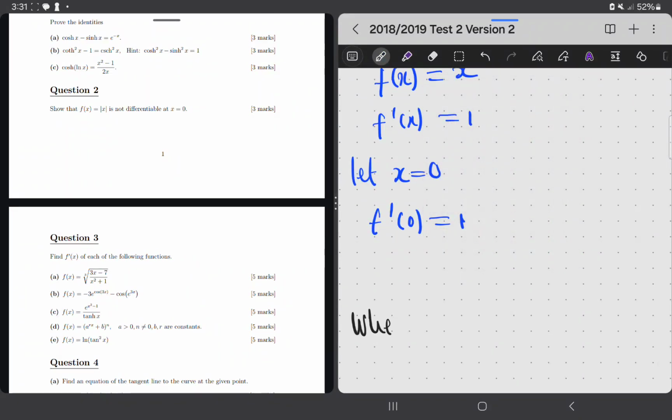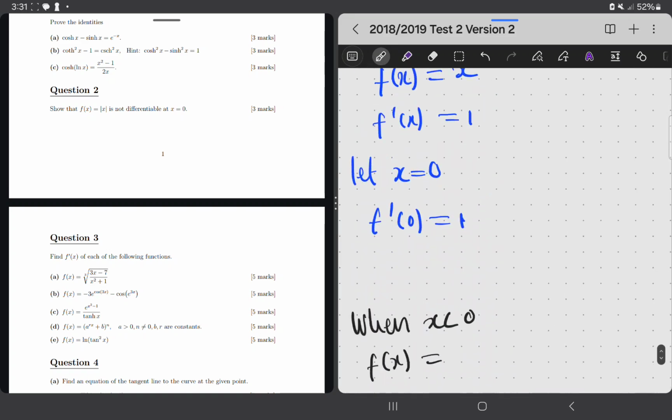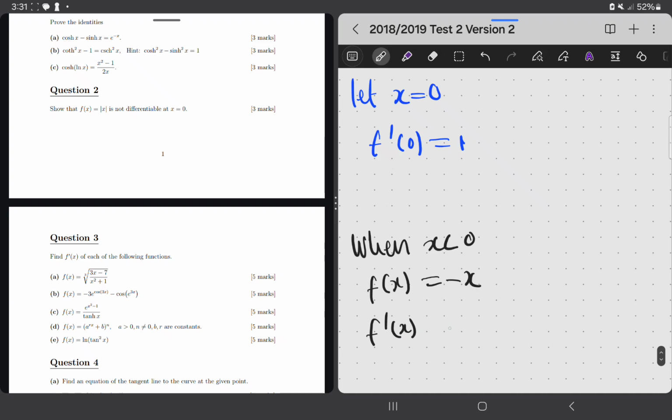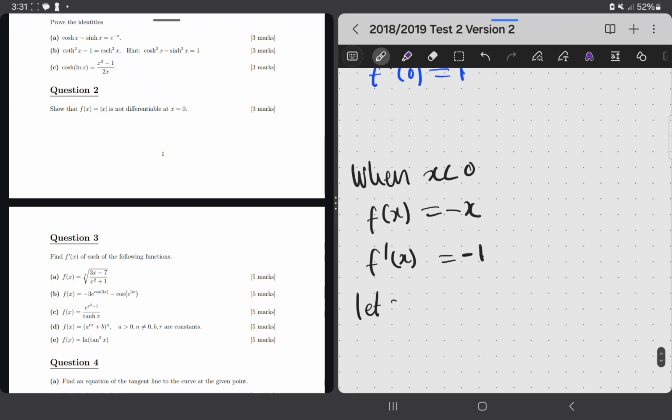We now say when x is less than 0, f of x is going to be equal to the bottom thing here, which is negative x. So f of x is equal to negative x, which means f prime of x is equal to minus 1. Now if you let x be equal to 0, f prime of 0 is still minus 1.